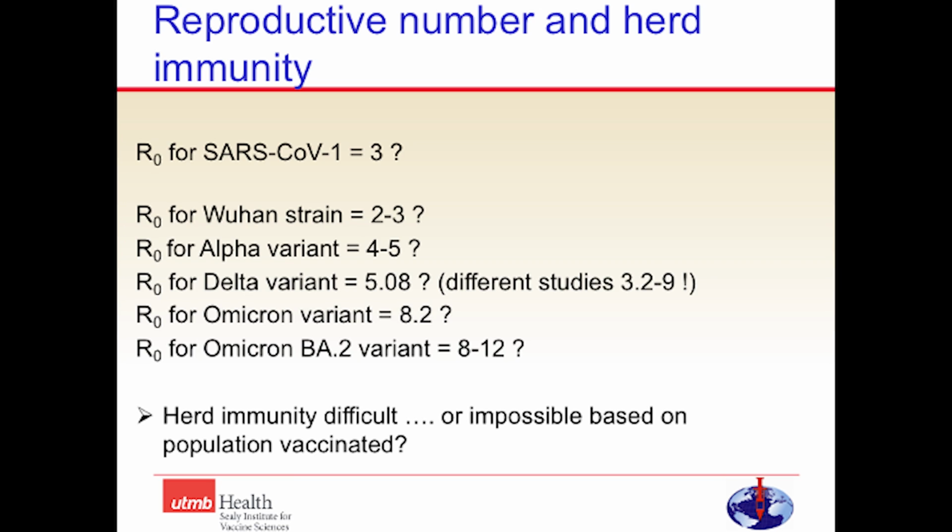So the problem in many ways, I think, is the reproductive number. The R0 is something that we use to look at transmissibility of agents. R0 refers to how many people one person can infect. For SARS-CoV-1, the R0 is 3. The original Wuhan strain was 2 to 3. The Alpha variant was 4 to 5. Delta, I've said, is 5.08 because studies vary from 3.2 to 9. Omicron, the original one, was 8.2. And now BA.2 is 8 to 12. So you can see we're steadily increasing the ability of SARS-CoV-2 variants to become more transmissible and infect more and more people all the time.